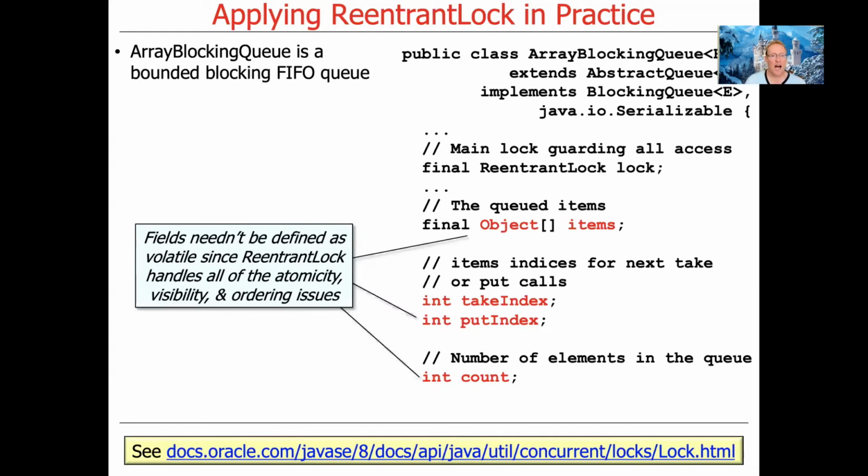These fields are not defined as volatile because they're protected by the ReentrantLock. And if you recall, ReentrantLock also has the property of updating caches to ensure atomicity, visibility, and also ordering. So much like the atomic operations we talked about before, these things do actually double duty. They protect regions of code, and they also ensure that caches are properly flushed.